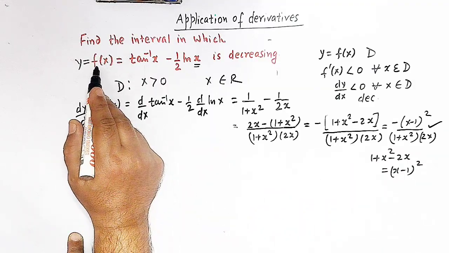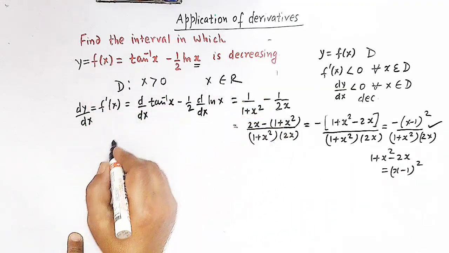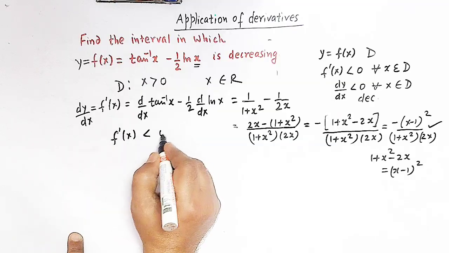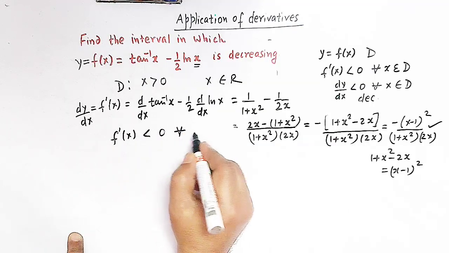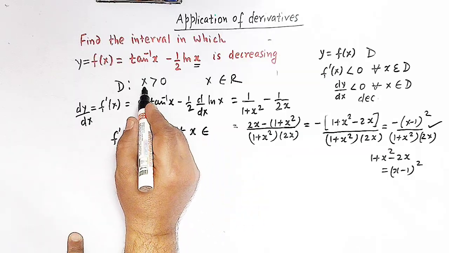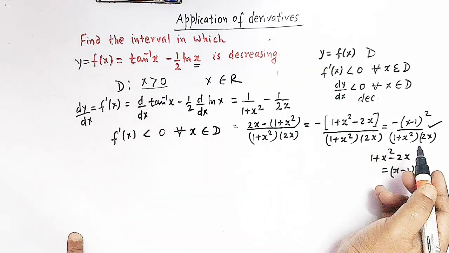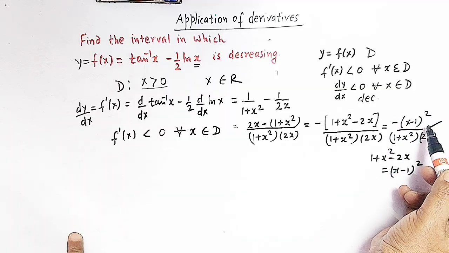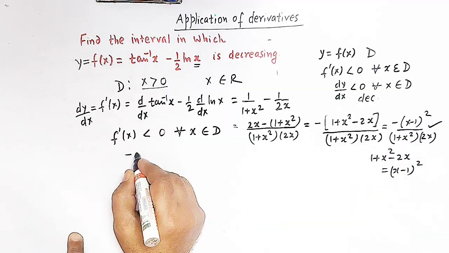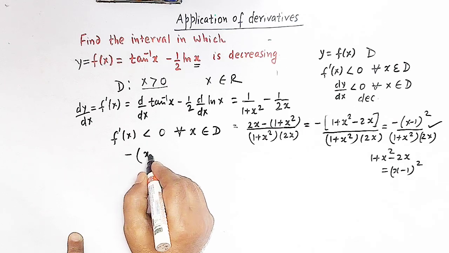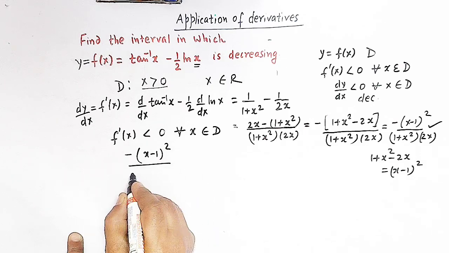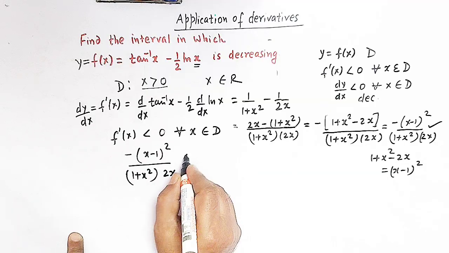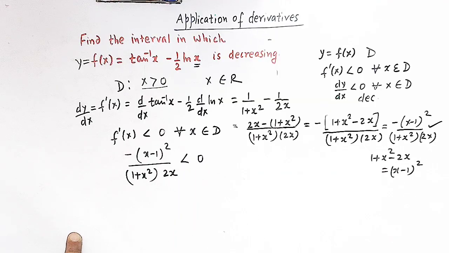Now this function is decreasing if the derivative f prime of x is less than 0 for all x belonging to the domain. So here this expression should be less than 0. So we should write minus x minus 1 whole square over 1 plus x square times 2x, and this should be less than 0.